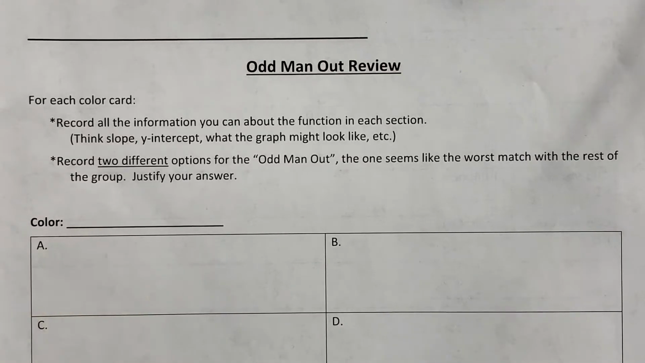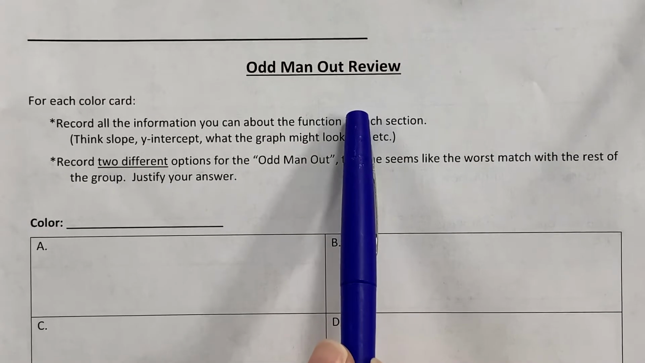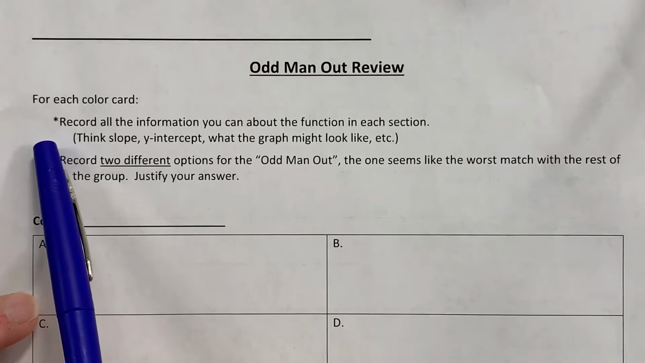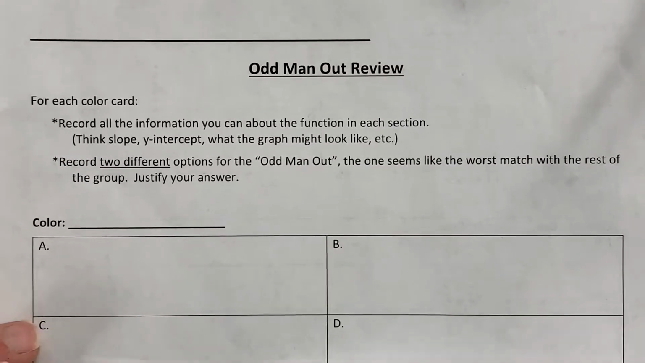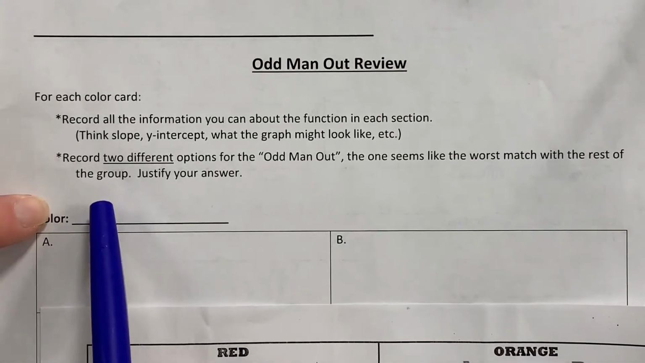I want to take a minute to explain how the odd man out review works, because it's a little bit different than what we have done in the past. What you're going to do is record everything you can about the function in each section. So the first color that you're going to write down is red.